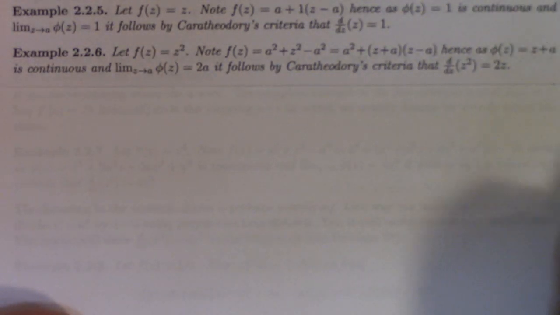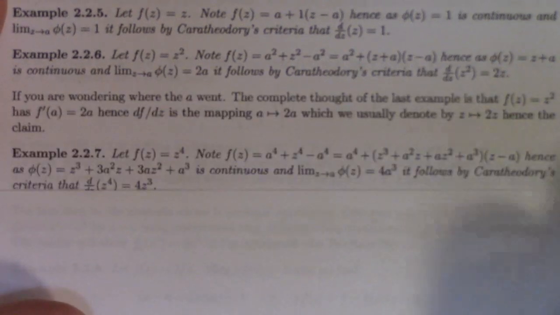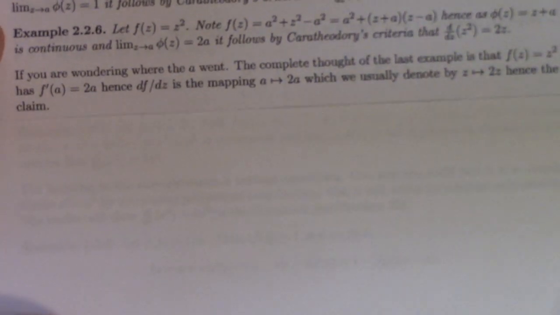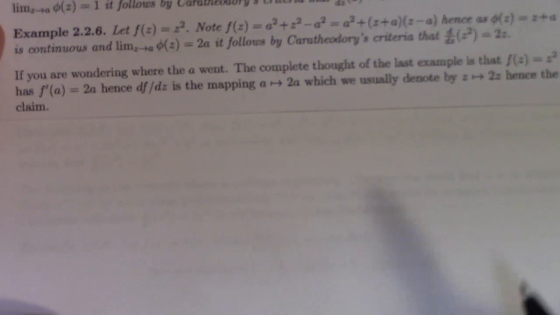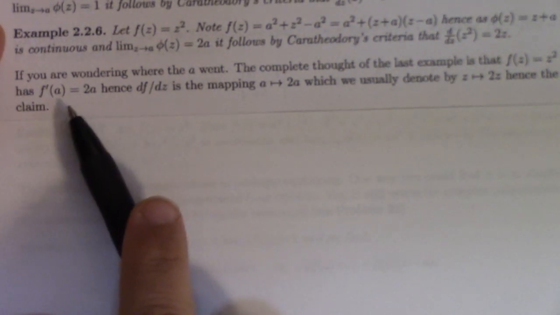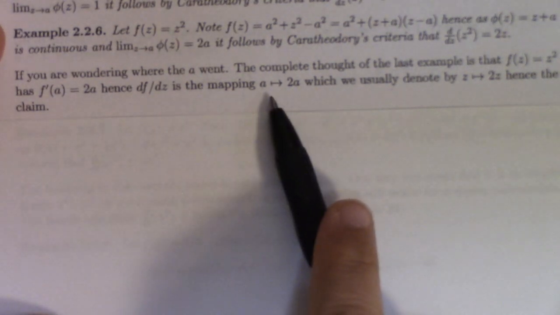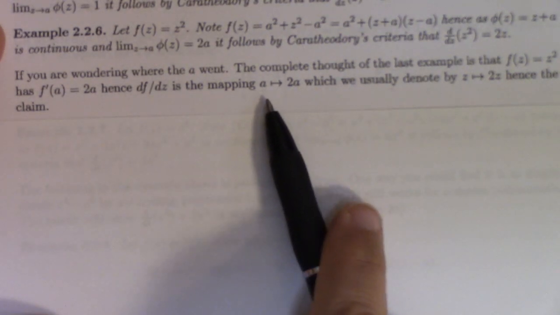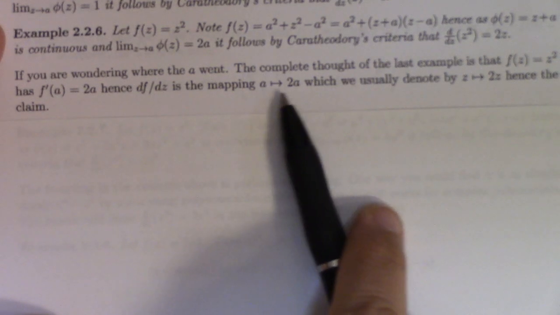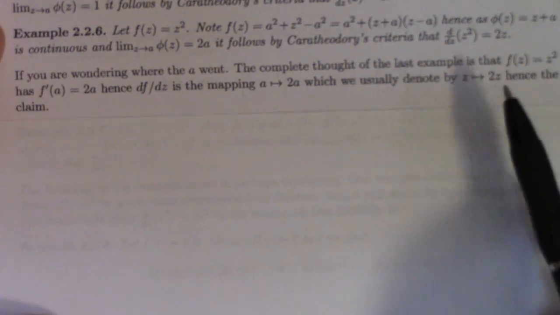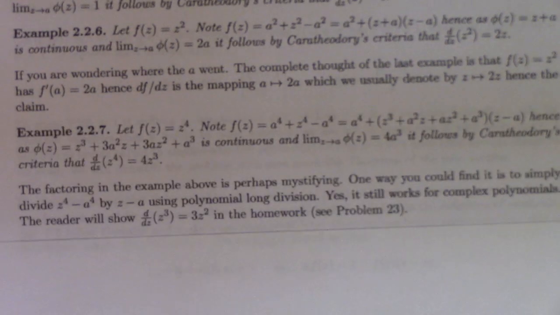So anyway, there's another one. And if you're wondering where the a went, we had f prime of a is 2a, and so to rewrite that in d dz notation, that's d dz of z squared is 2z. It's just another way of expressing the mapping a goes to 2a. If we use the variable z, it's z goes to 2z. That's the derivative.